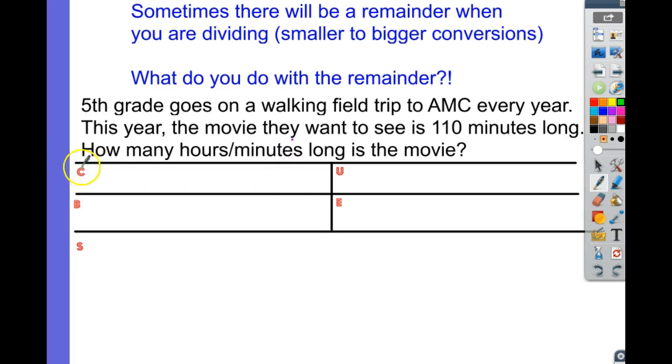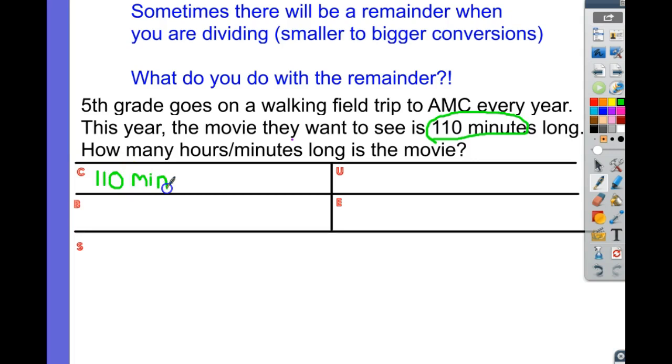Let's go ahead and go through our cubes steps. So the first is C. What does C mean? C means you're going to circle the key numbers and write them down. So the key number in this problem, there really aren't many. We're going to circle it, 110 minutes. Oops, that's a terrible circling job, I'm sorry. So 110 minutes. So the key number here is 110 minutes.